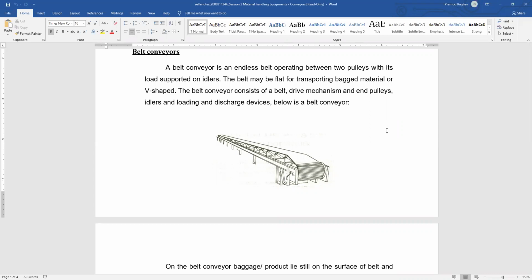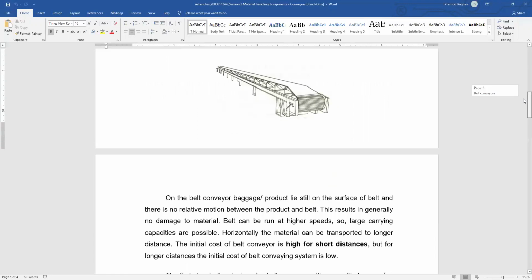It is so simple. You can see here in this diagram, the material moves from one end to another end on these belts. So if I tell you, the belt conveyor mainly has a belt, a drive mechanism, end pulleys, idlers, and loading and discharge devices. So these are the components of a belt conveyor, and naturally a belt.